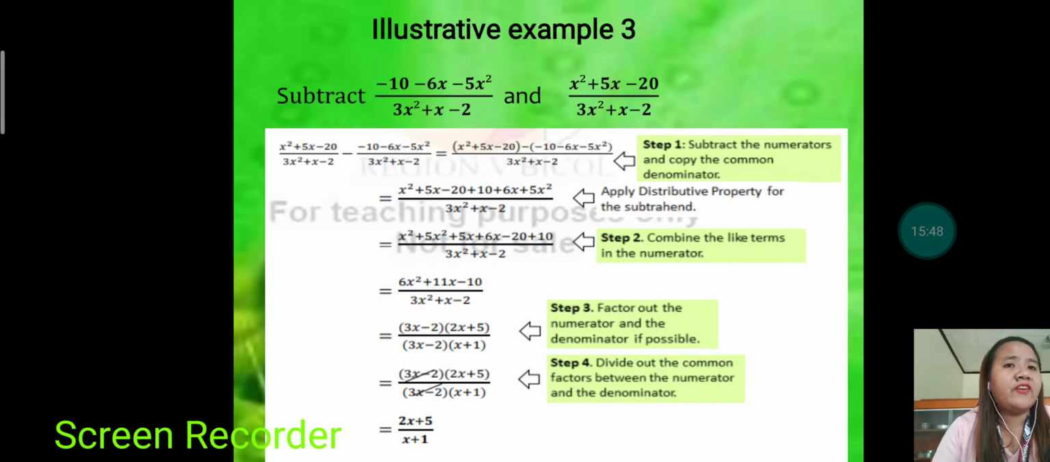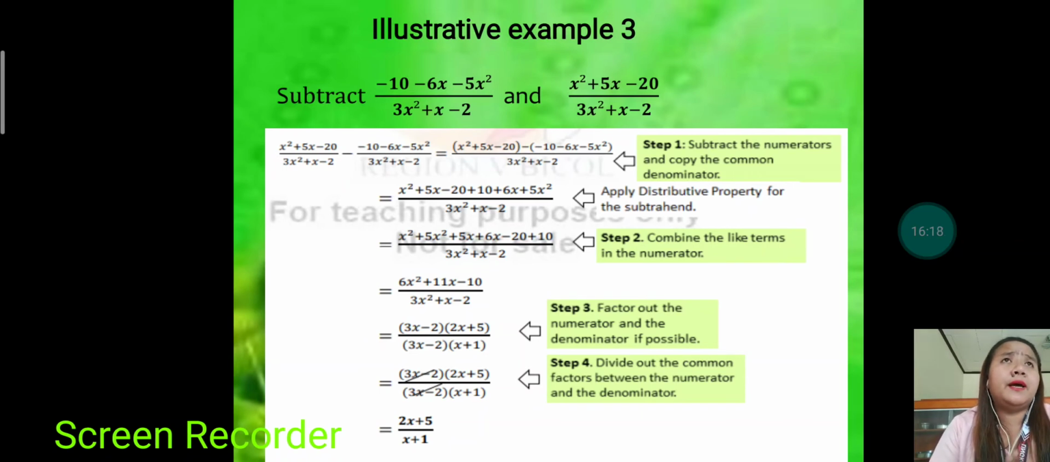x squared plus 5x squared, we have 6x squared. 5x plus 6x, we have 11x. And negative 20 plus 10, that is equal to negative 10. And then, copy again the common denominator, which is 3x squared plus x minus 2. After that, we're going to factor out the numerator and the denominator if possible.